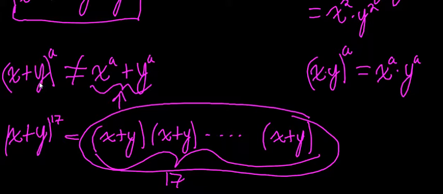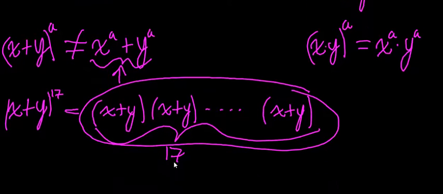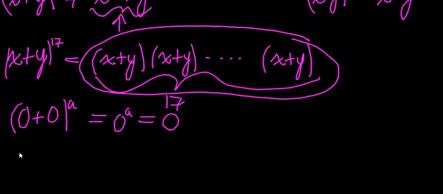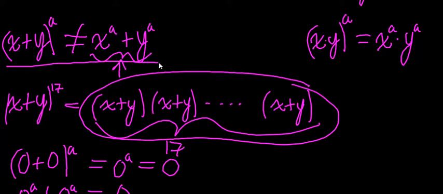Maybe if x and y were both 0, that would certainly be true, because (0 + 0)^a is equal to 0^a, which is equal to 0, and then 0^a + 0^a is certainly equal to 0 + 0, which is also equal to 0. So if x and y were both 0, then sure, this would hold true. But in general, in fact in most cases, this does not hold true. That is, (x + y)^a is almost never equal to x^a + y^a.